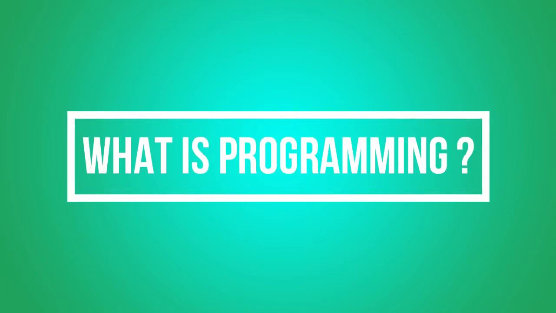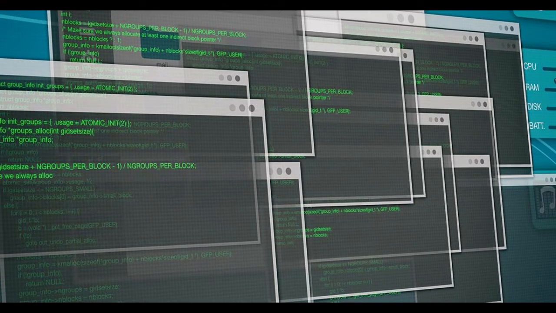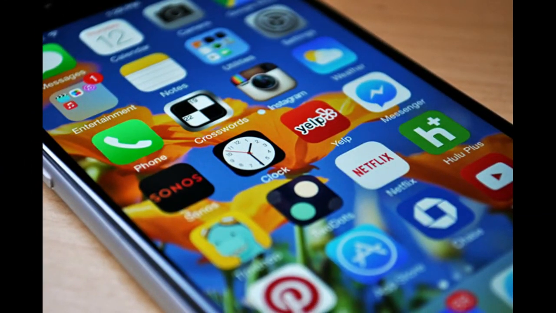So what's programming? Generally, programming is the commands that the programmer writes to the computer, or basically, explaining to the computer what he wanted to do. And these commands created the games and apps we use every day.